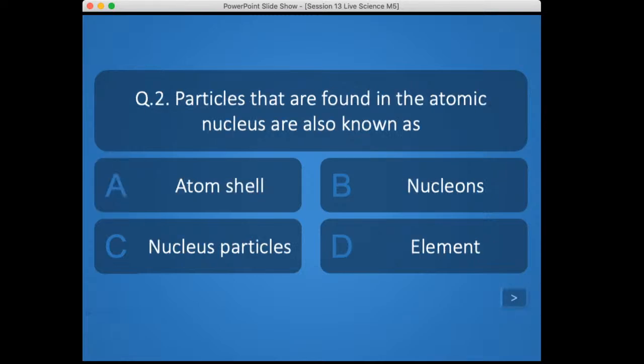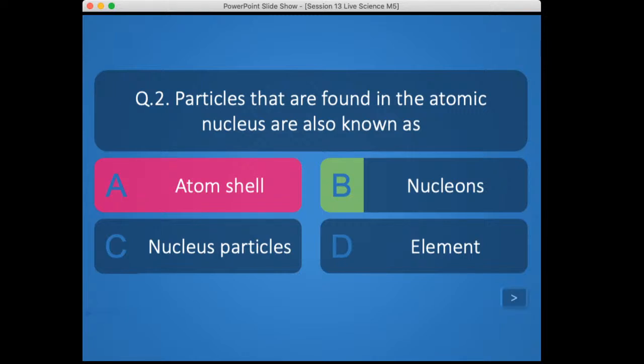Next question. Particles that are found in the atomic nucleus are also known as A. Atom shell, B. Nucleons, C. Nucleus particles, D. Elements. The correct answer is B. The particles found in the atomic nucleus are also known as nucleons and include the proton and the neutron.